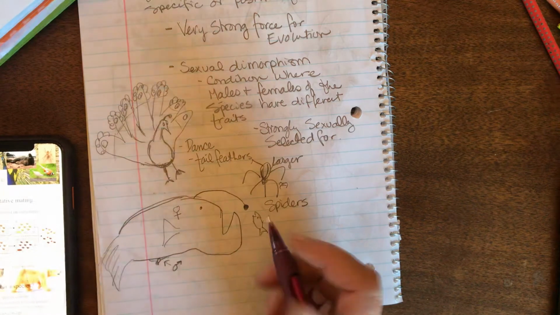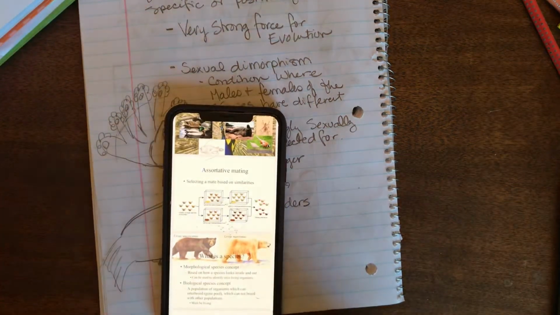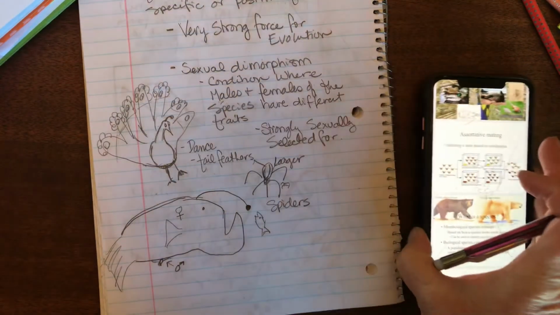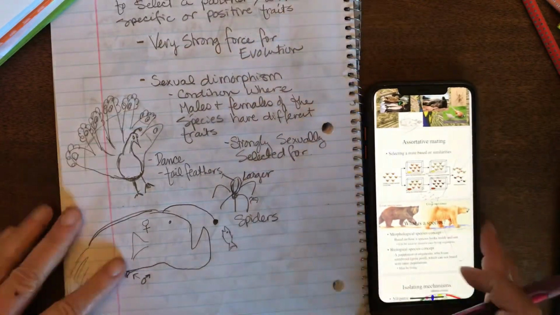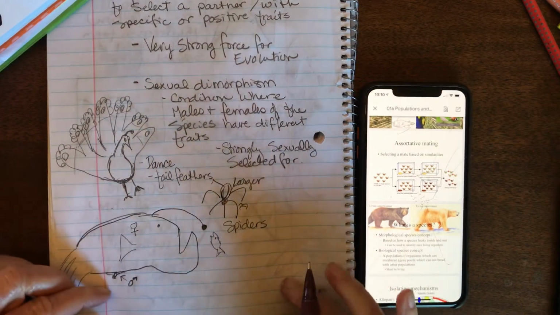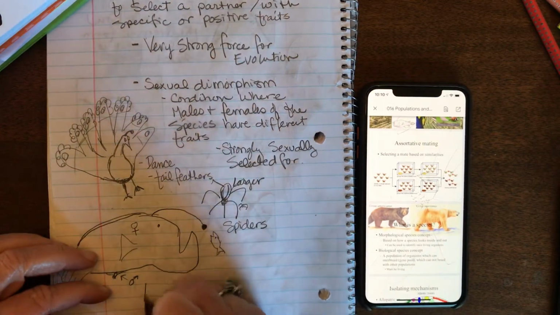You look at the next slide, I'll just put it here. This is the next slide. It's assortative mating. And lots of species do this assortative mating thing. So I'm going to squeeze it here on the bottom because I don't think we need a lot of space.